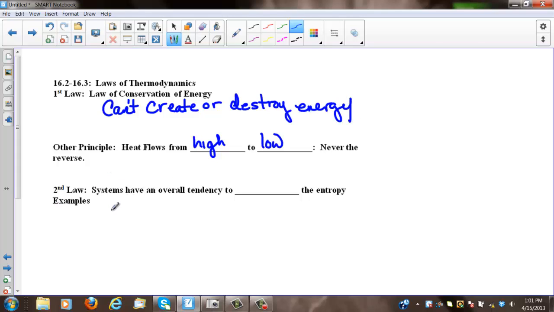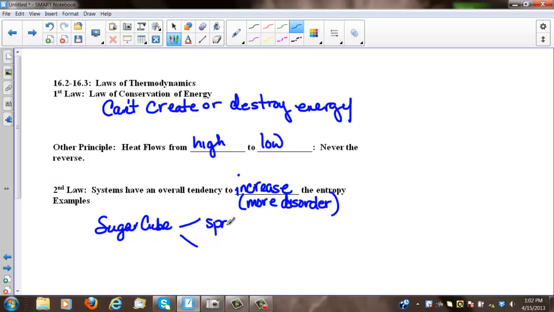And the second law, systems have an overall tendency to increase the entropy, so more disorder. A good example of this might be my desk, starting at the beginning of the day as opposed to the end of the day, or perhaps your bedrooms. In thinking about science, let's think about a sugar cube. When you put a sugar cube in hot tea, it dissolves. Why? Well, it spreads out. More disorder.